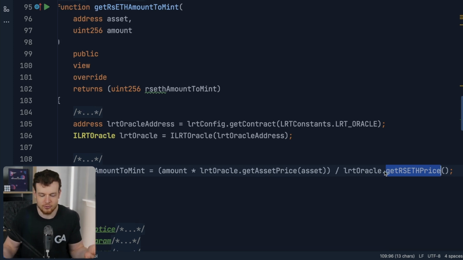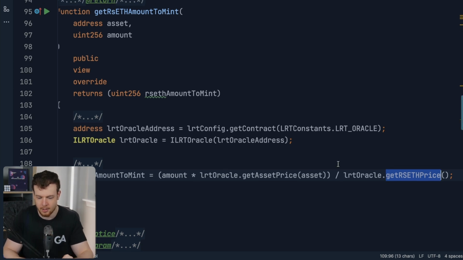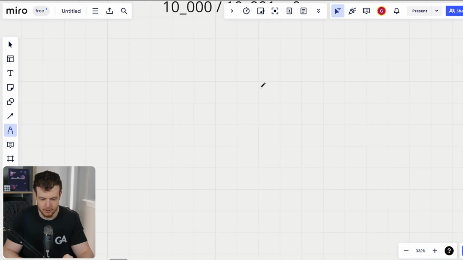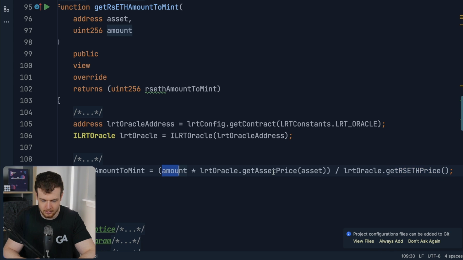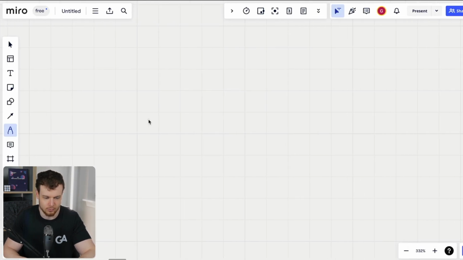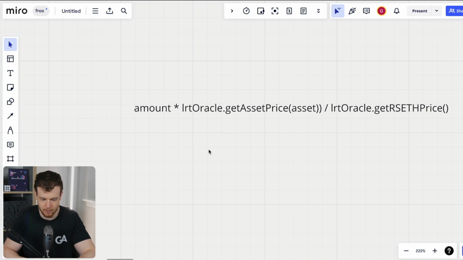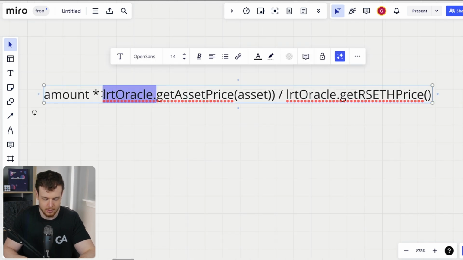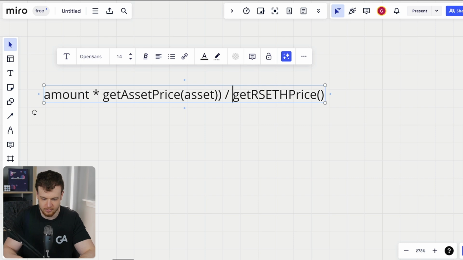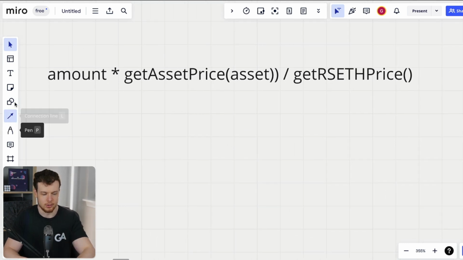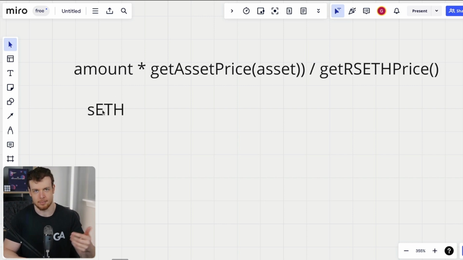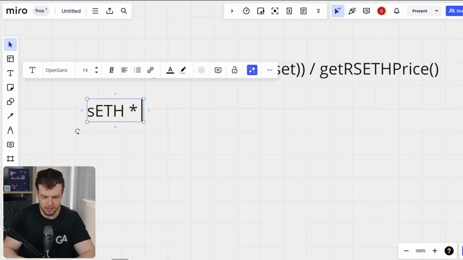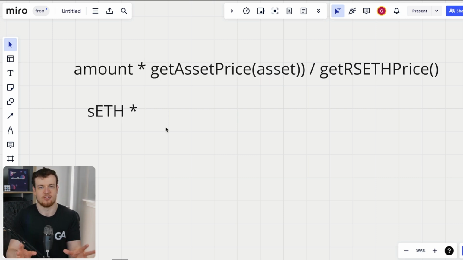So especially when it comes to new formulas, we're going to use our same trick. We're going to write out the formulas of this thing and examine the units. So first of all, let me just copy and paste this so we can use it in our whiteboard, and I will remove this. Okay, cool. So let's examine first of all the units. Let's put SETH here just to represent our staked ETH amount. So amount is a staked ETH thing, and then we're getting the asset price.